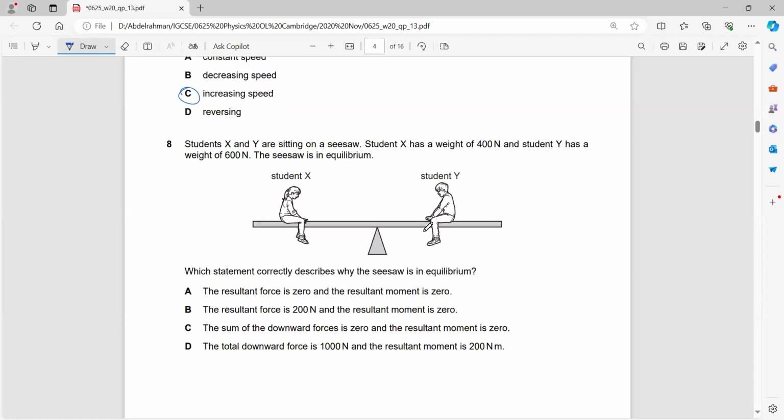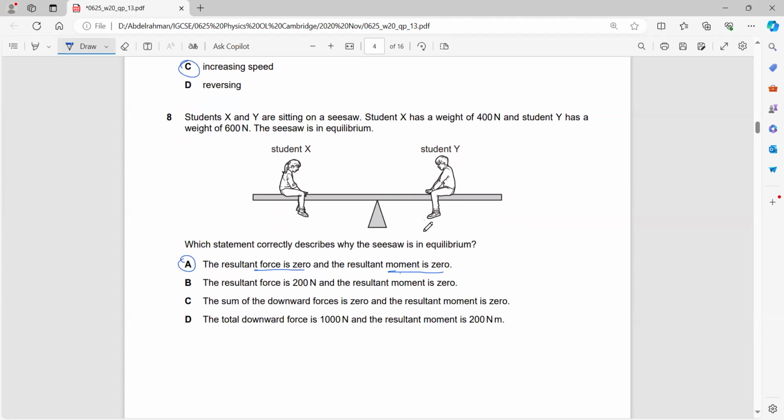Question 8. Student Y and student X are on a seesaw. X has a weight of 400 newtons and Y has a weight of 600 newtons. The seesaw is in equilibrium. Which statement correctly describes why the seesaw is in equilibrium? The resultant force is zero and the resultant moment is zero. We know that equilibrium means that the resultant force has to be zero and the resultant moment has to be zero. It has to be A.